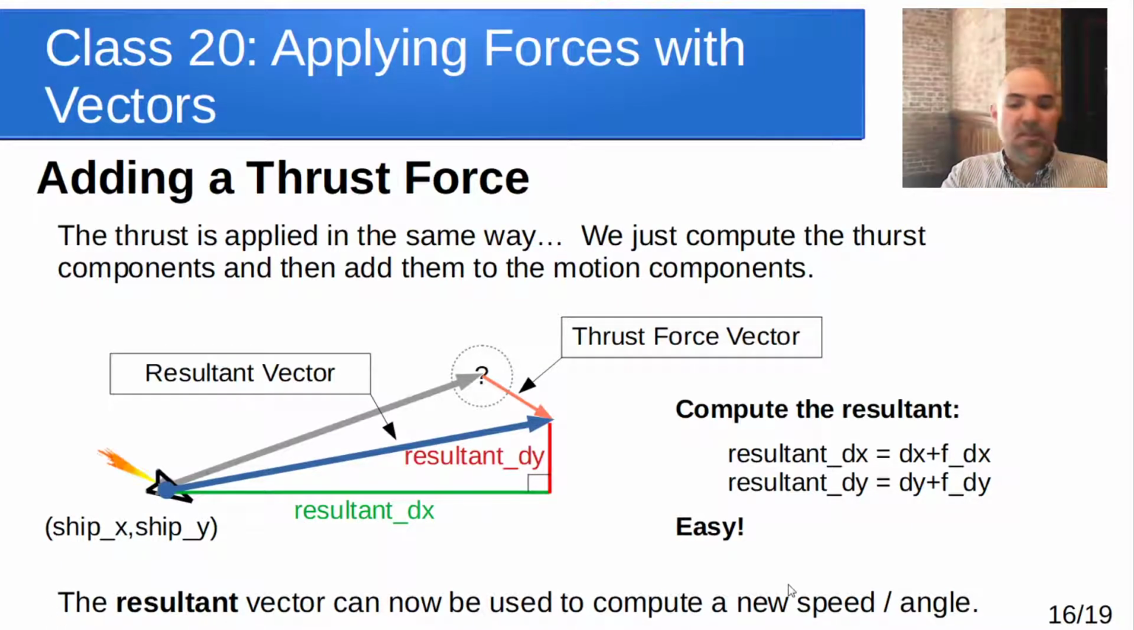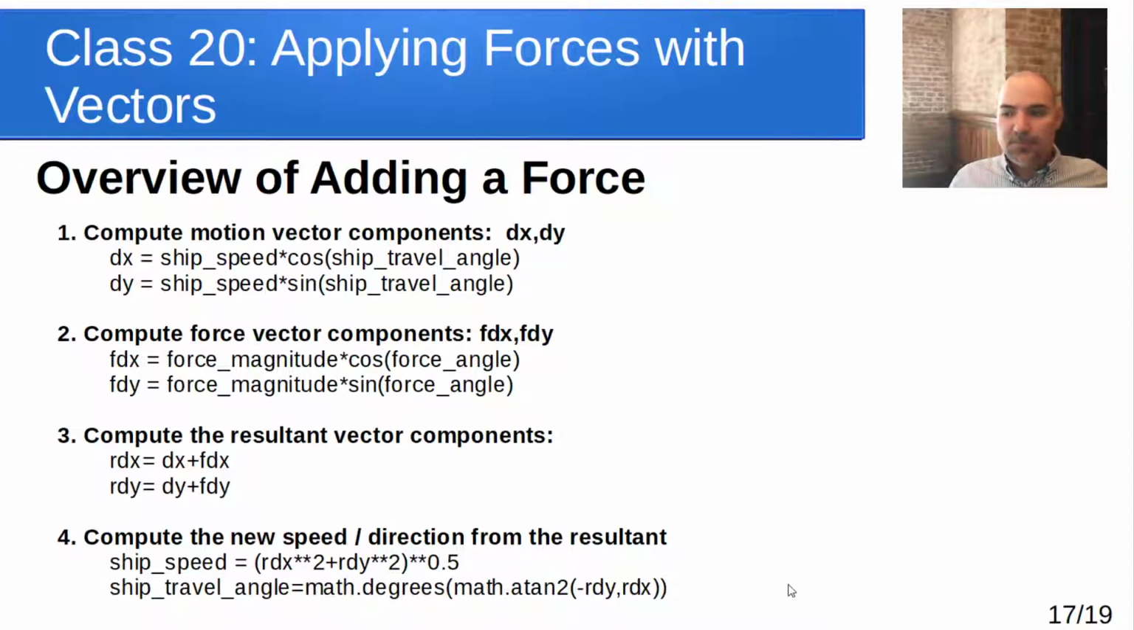All right, so essentially what we have is an overview that looks like this. The overview for adding a force is, step one, compute the motion vector components for dx and dy. And we know how to do that. That's just going to be using cosine and sine.